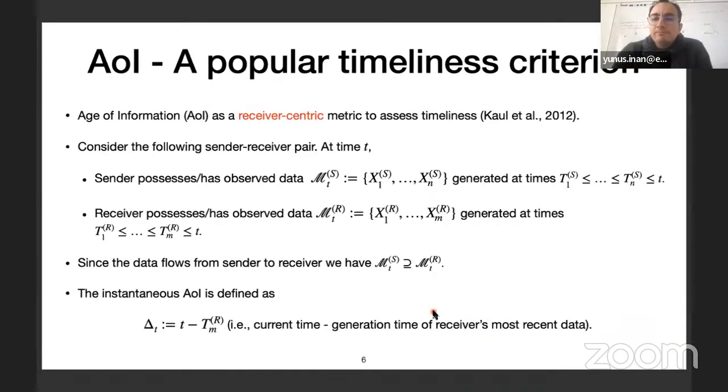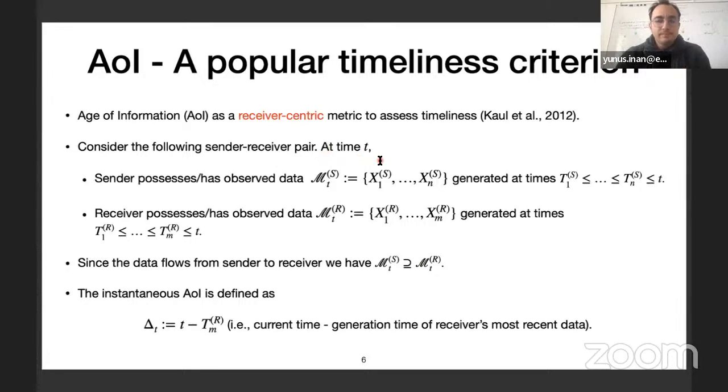But there is a popular metric now in the information literature, which is called the age of information. This age of information is a metric to assess timeliness, and moreover, it's a receiver-centric metric. This age of information was first proposed by Kaul et al. in 2012. So to describe what age of information is, consider the following sender-receiver pair.